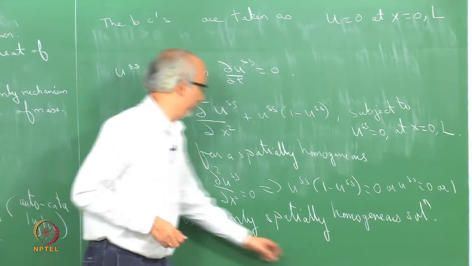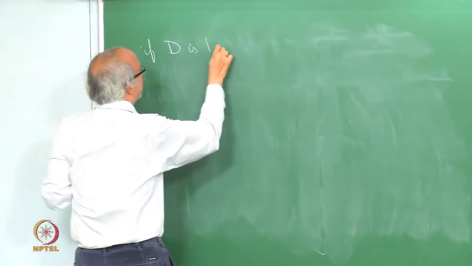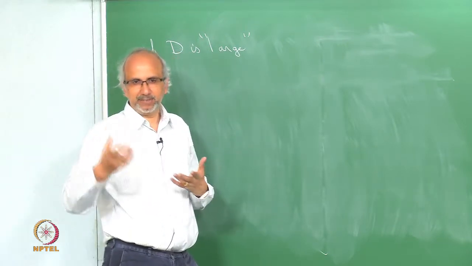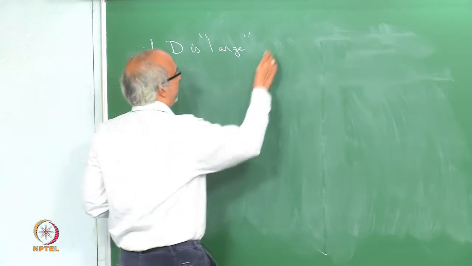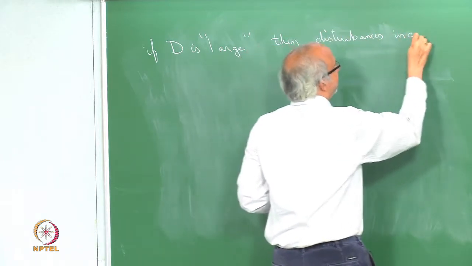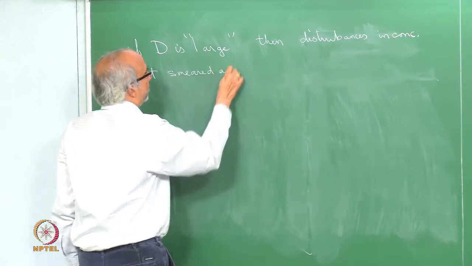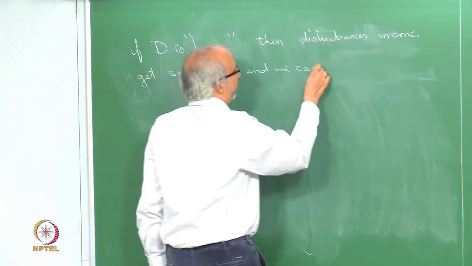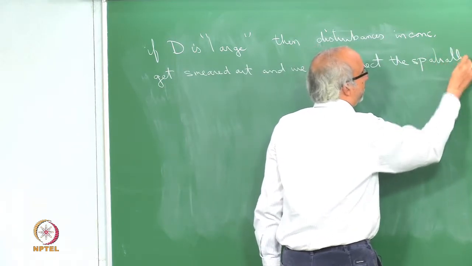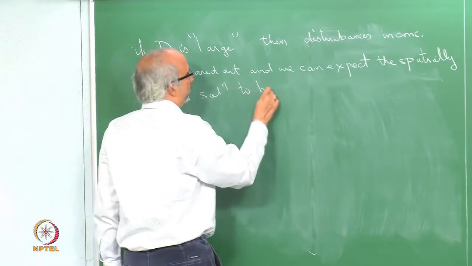So now what we're going to do is we're going to assume, okay, so let me write this down. If D is large, and I'm going to put this in inverted commas because I want to compare that with something else which has the same units of meter square per second, okay? If D is large, then disturbances in the concentration get smeared out and we can expect the spatially uniform solution to be stable.